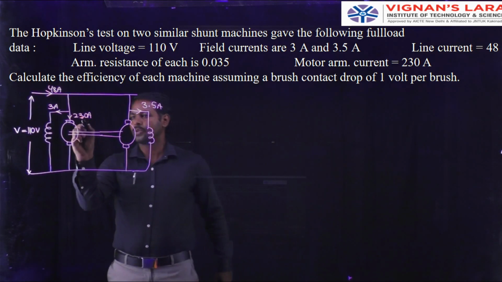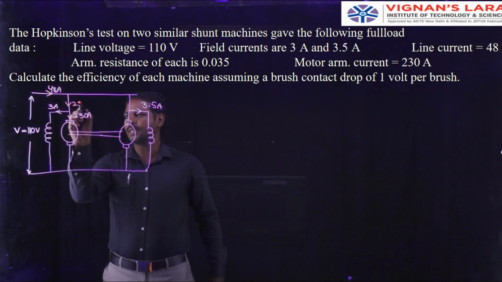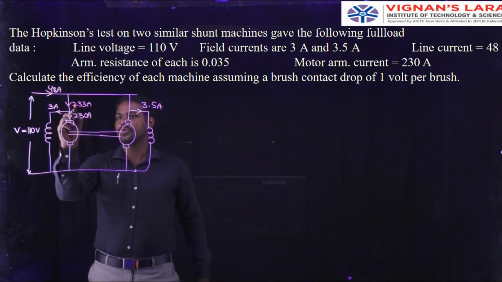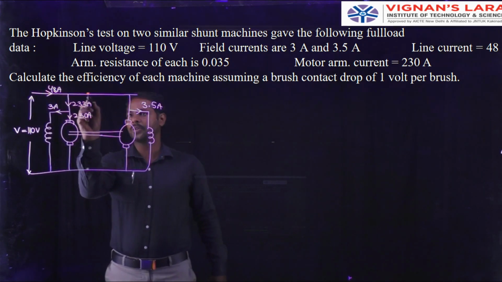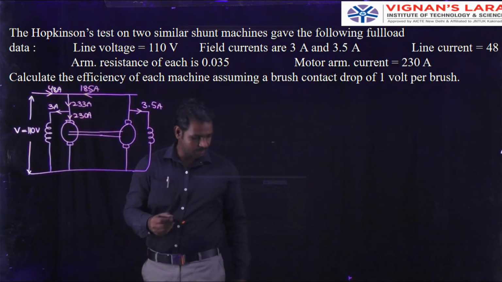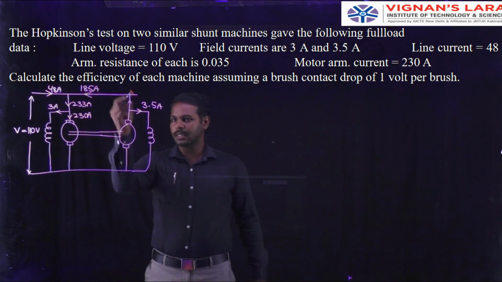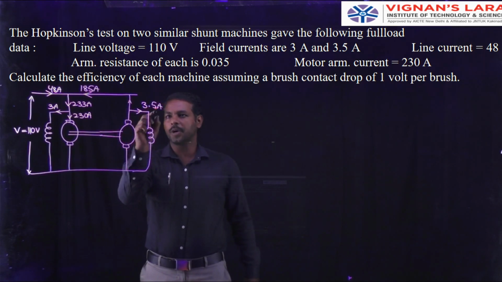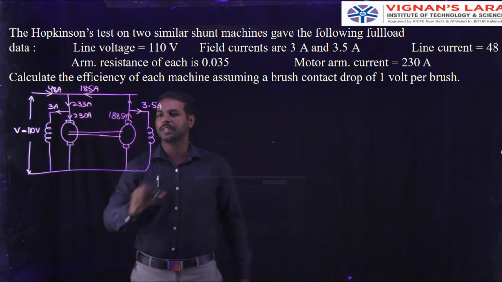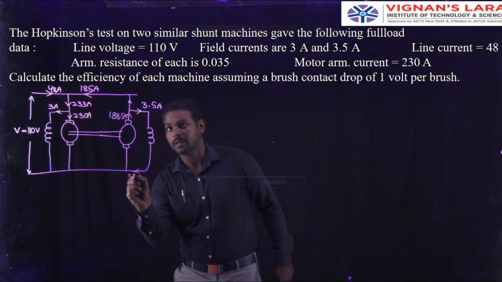So 230 plus 3 is equal to 233 amperes coming to the motor armature. In this, 233 amperes as well as 48, the current coming from the generator is equal to 185 amperes. So 185 amperes is coming from the generator. Adding the 3.5 amperes field current, 188.5 amperes is generated by the generator.